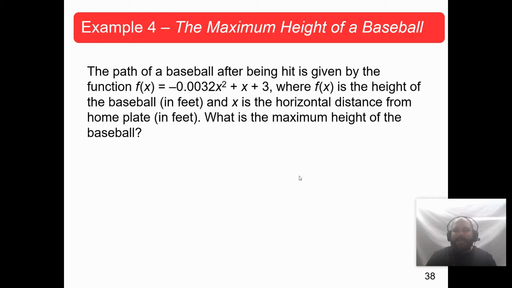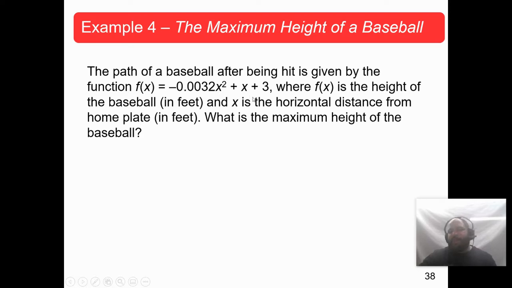So if you can imagine for a second, our coordinate plane is a ball field, and the home plate is the origin. And the further that ball goes away from home plate, the further that ball's running along the x-axis. The distance that that ball is off the ground is going to be your y-axis. And so what they want us to do is find the maximum height. So the maximum height is going to occur at the vertex of this parabola.